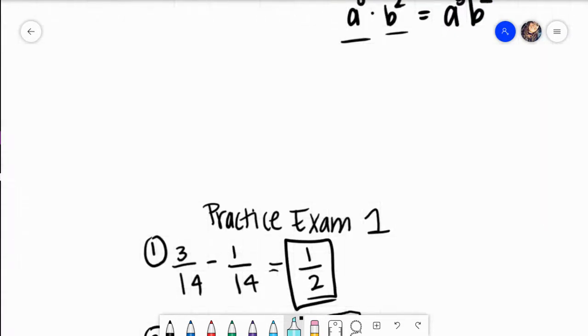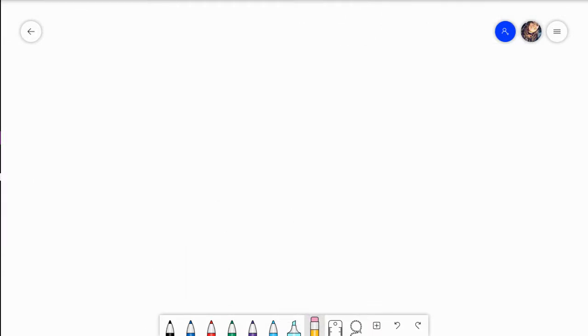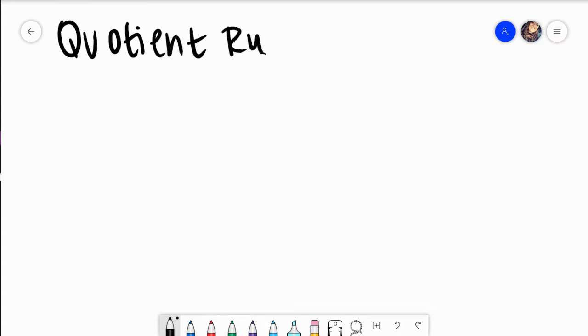Okay, so there is another rule. I'm just going to clear the whole canvas. There is another rule, which is called the quotient rule. So quotient, that is actually the answer to a division problem. So when you see quotient rule, it means that what we're doing here is we're dividing.